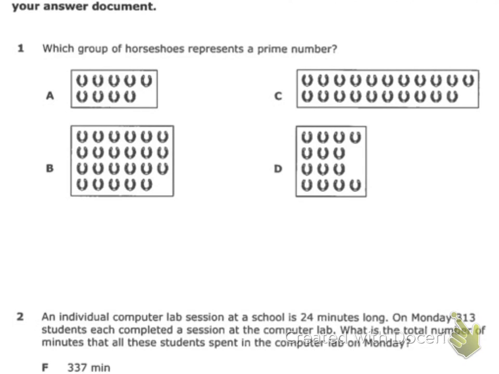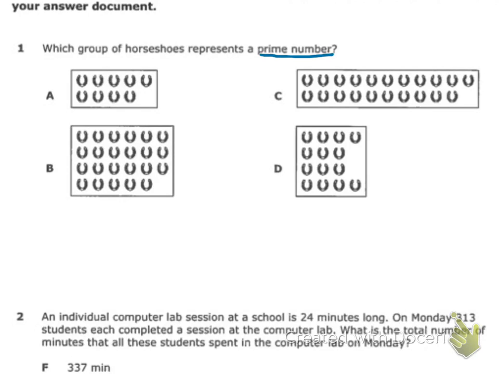Number 1. Which group of horseshoes represents a prime number? Remember, a prime number is a number that has exactly 2 factors. Composite numbers are numbers that have more than 2 factors.